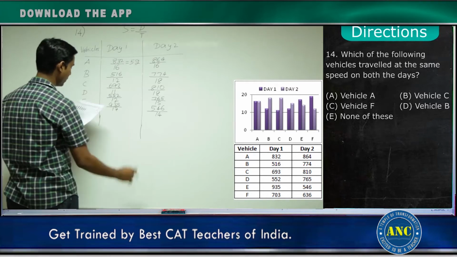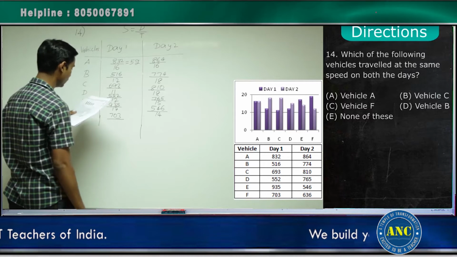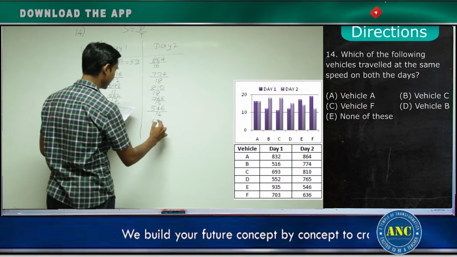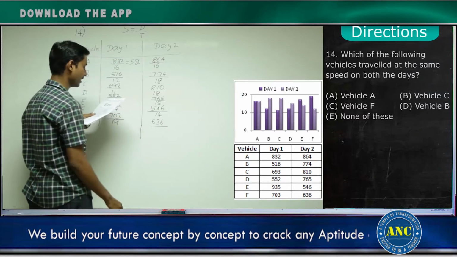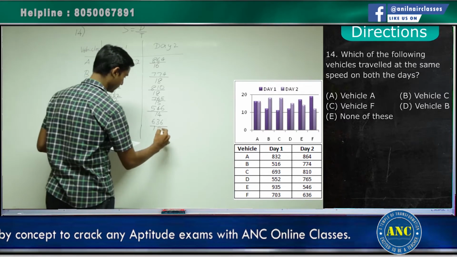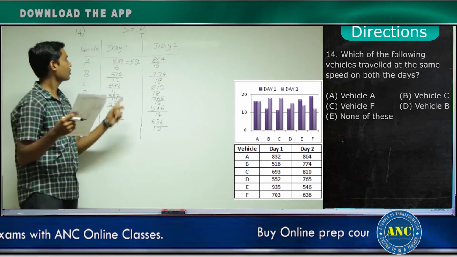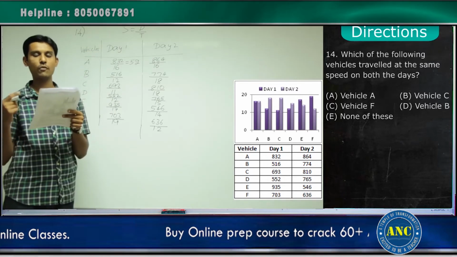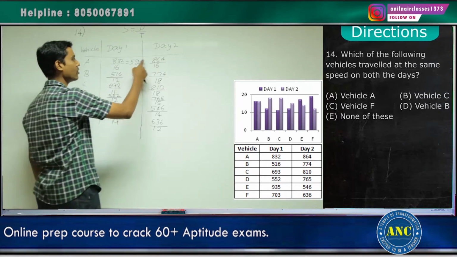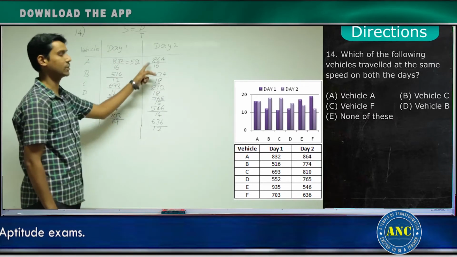Last vehicle F. It is 703 divided by, what is the value? It is 19. 703 divided by 19. Last it is 636 divided by 12. Right? Now, if you observe here, what you need to see is the 14th question says, which of the following vehicles travel at the same speed on both the days? Whichever the value you are getting at the same speed, that is your answer. Right? That means you need to calculate all these fractional values.